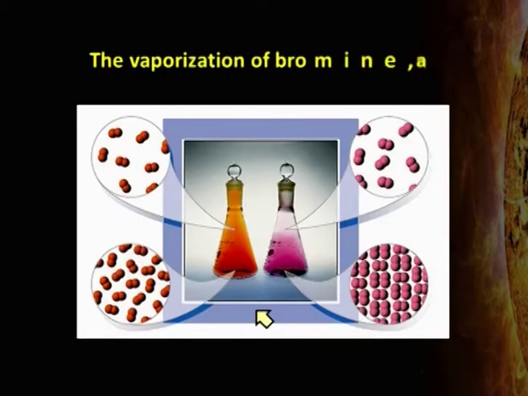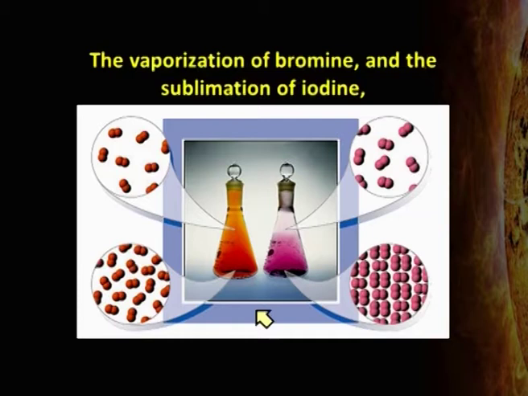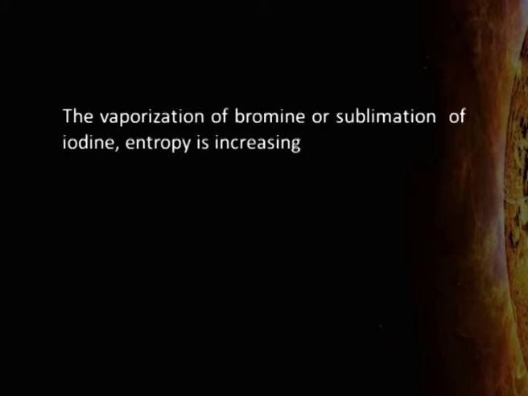In this figure, you can see the vaporization of liquid bromine. Liquid bromine is more ordered as compared to vapor bromine. Here, sublimation of iodine is shown. Solid iodine is more ordered as compared to vapor iodine. Hence, during vaporization of bromine or sublimation of iodine, entropy is increasing, or we can say delta S system in both these processes is greater than 0 or positive.